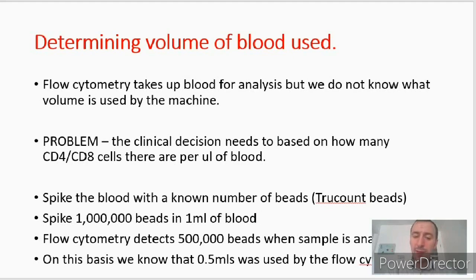In basic terms, if 1 ml of blood contained 1 million beads and the flow cytometer detected 500,000, then on that basis we can allude to the fact that most likely 0.5 mls of the blood sample was used by the flow cytometer. And that's the basic principle for the true count beads. They're fluorescent beads that are spiked in the blood, and the flow cytometer detects the amount of these fluorescent beads that's taken into the machine, and indirectly we can work out the volume of blood that was used by the flow cytometer.